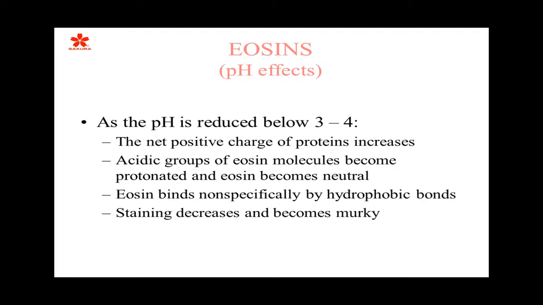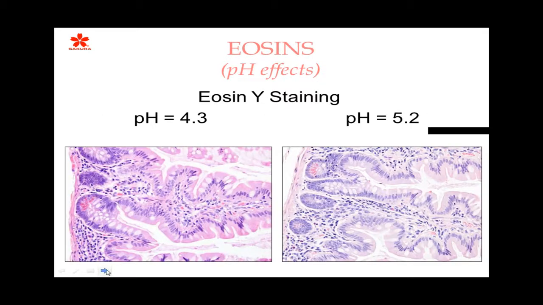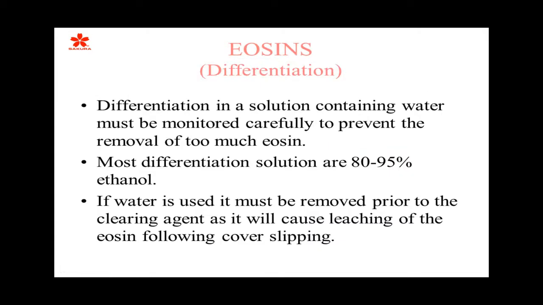As the pH is reduced below 3 to 4, the net positive charge of protein increases, acidic groups of eosin become neutral, eosin binds non-specifically, and there's a decrease in the staining that becomes murky. So once again, look at the slide that I showed you in the beginning, just as a quick example. Again, I'm not going to stay on this slide. You can see again the drop-off in the stain intensity from the eosin from pH 4.3 to 5.2.